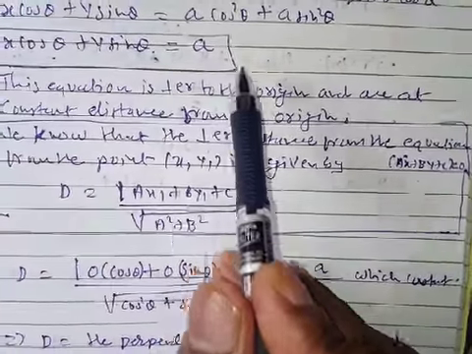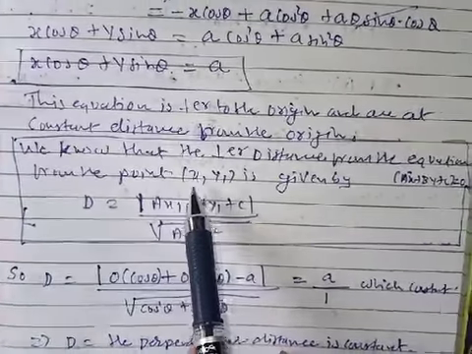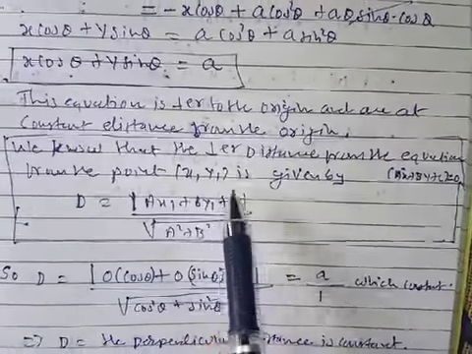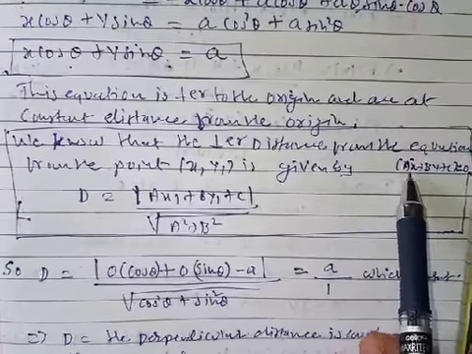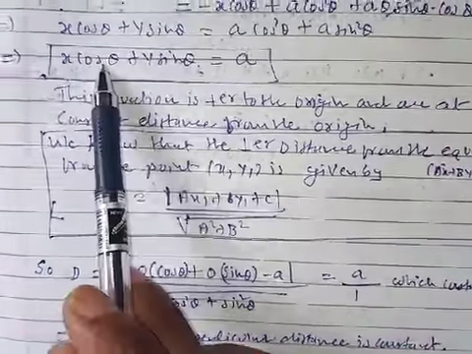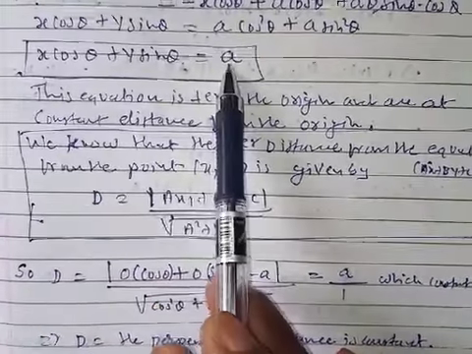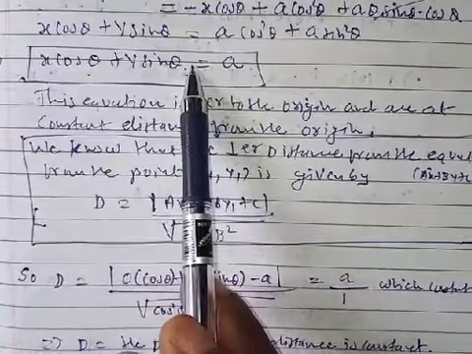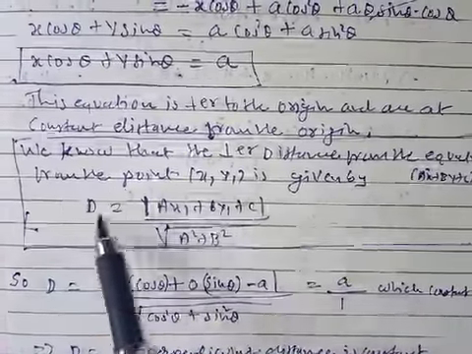So we have the point, and this equation can be used here, with (x1, y1) as (0, 0). Compare the coefficients with ax + by + c. What is a? cos θ. What is b? sin θ. What is c? It is inside, so minus a. So we can apply this formula.